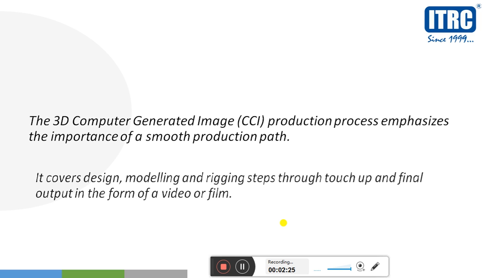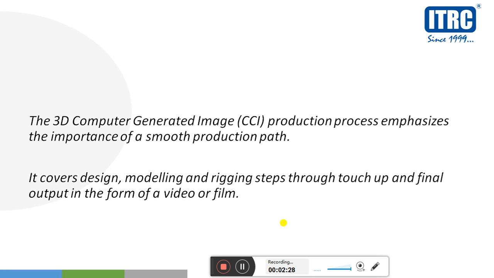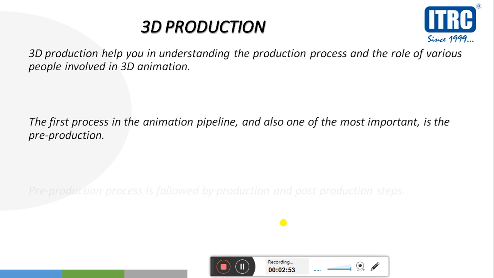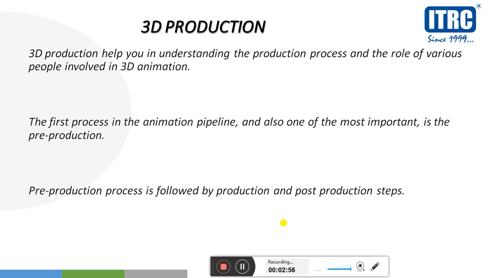The 3D computer generated image (CGI) production process emphasizes the importance of a smooth production path. It covers design, modeling, and rigging steps through touch-up and final output in the form of a video or film. 3D production helps you in understanding the production process and the role of various people involved in 3D animation. The first process in the animation pipeline, and also one of the most important, is the pre-production. Pre-production process is followed by production and post-production steps.